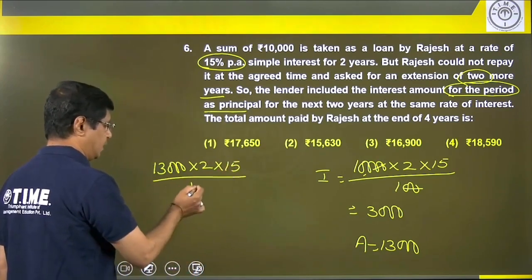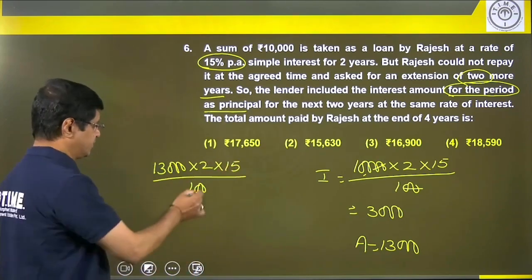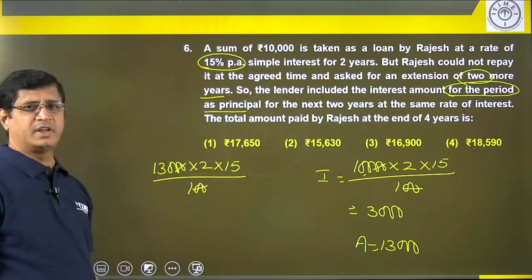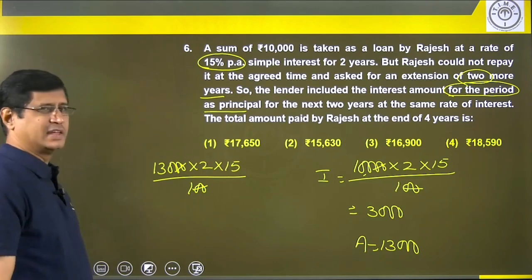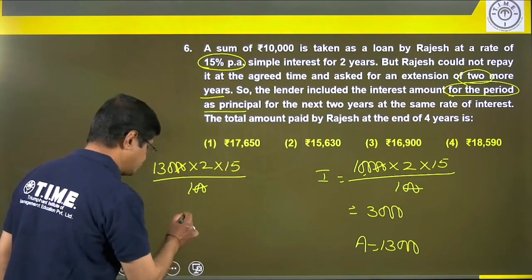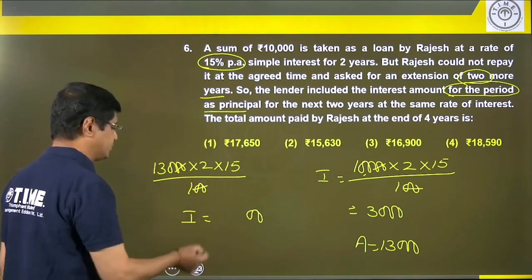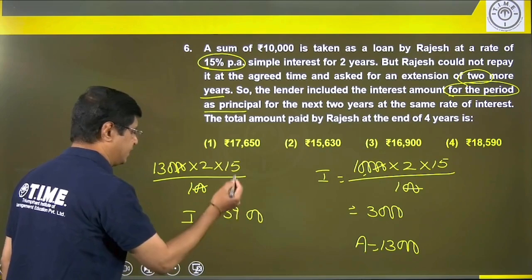15% per annum. Now simplify. The cancellation: 0 and 0 get cancelled. Now what is the result? 2 into 15, 30. 30 into 130, so zeros as it is zeros. So 30 into 130 means 2 zeros are there. 3 times 13, 3,900.